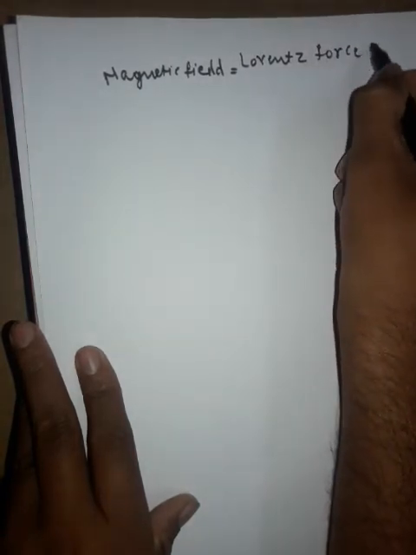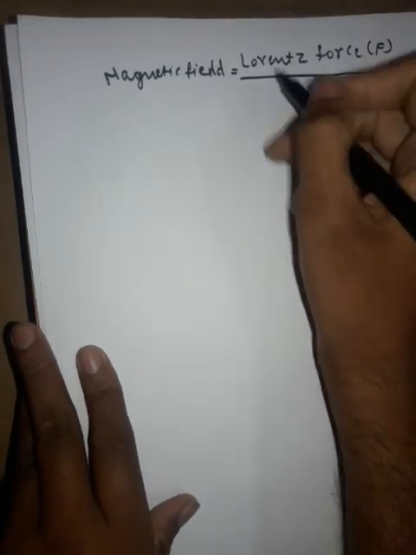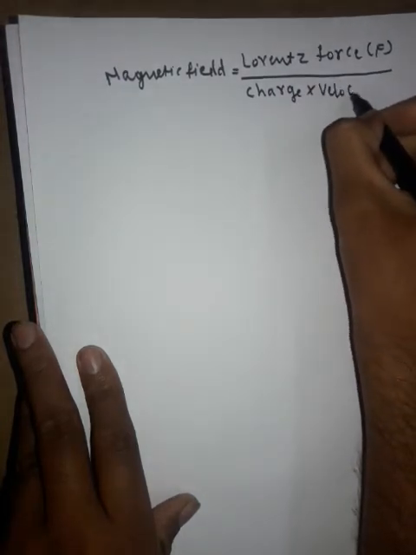Magnetic field is equal to Lorentz force, that is F, divided by charge into velocity. Charge into velocity.